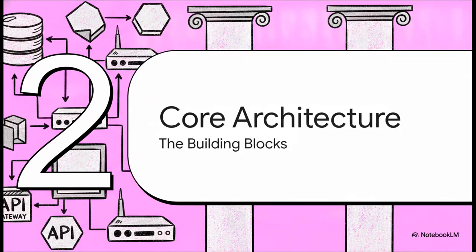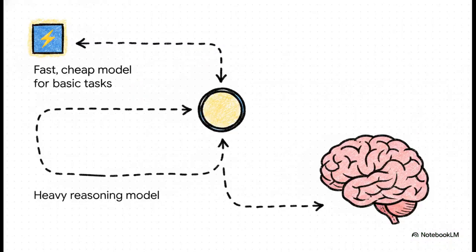Let's move on to Section 2, Core Architecture, the building blocks. Now, if you were building a traditional backend, you'd carefully choose your databases, your load balancers, and your APIs, right? Well, in an AI backend, that structural foundation starts with model routing. You absolutely do not want a single, massive frontier model handling every single step of your workflow. That gets incredibly expensive and cripplingly slow. Using a massive reasoning model just to figure out if a user said yes or no is literally like using a sledgehammer to push in a thumbtack.